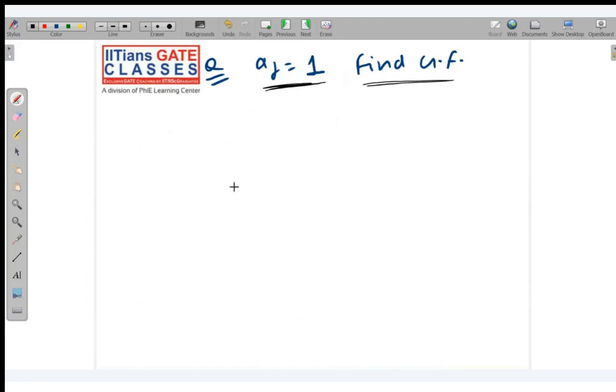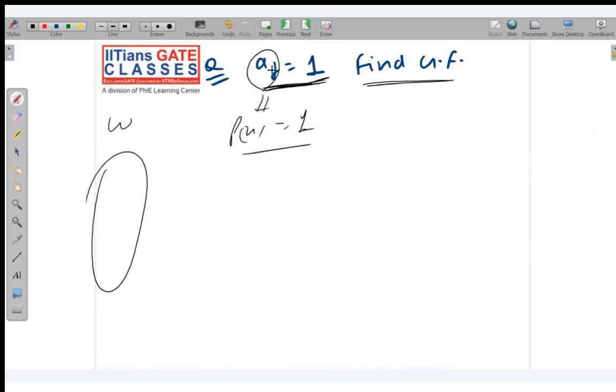Now we want to find the generating function. AR is 1 means what? Numeric function is 1. So directly what you want to say, fx is equal to 1 only. If you want me to show, I will say like this. Since it is a numeric function, it maps from whole numbers 0, 1, 2, 3 up to infinity, to real numbers, here 0 and here 1, here 2, up to infinity.